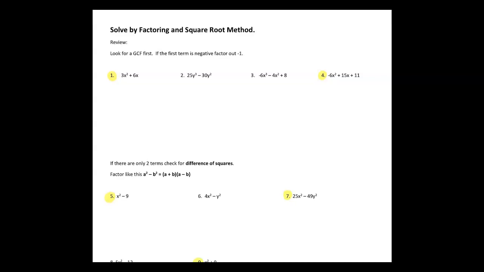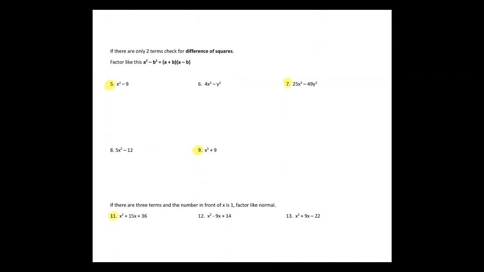on your packet. So I want you to get a pen, pencil, highlighter, something like that, and I want you to highlight, circle, underline the questions that I have on my screen, so that way you can try to do these on your own. So I want you to highlight questions 1, 4, 5, 7, 9, 11, and 14.